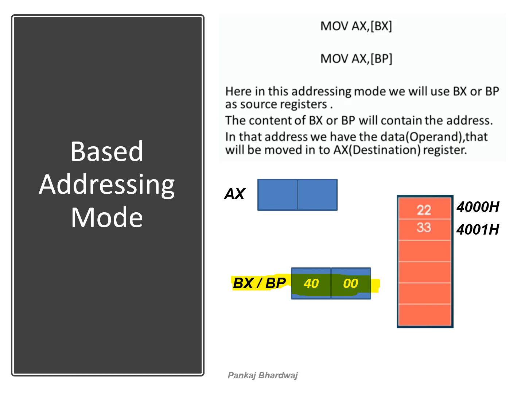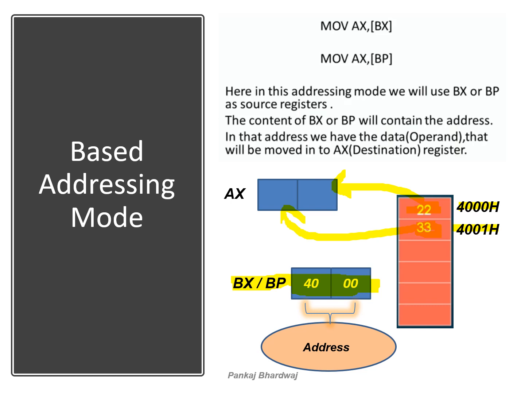That data is nothing but the memory location of the operands which are going to be moved into the AX register. So 4000H and 4001H will be the memory locations of the operands which are going to be moved into AL and AH registers one by one. So 22 will be moved into AL and 33 will be moved into AH. This 4000 will be the memory location for the address.